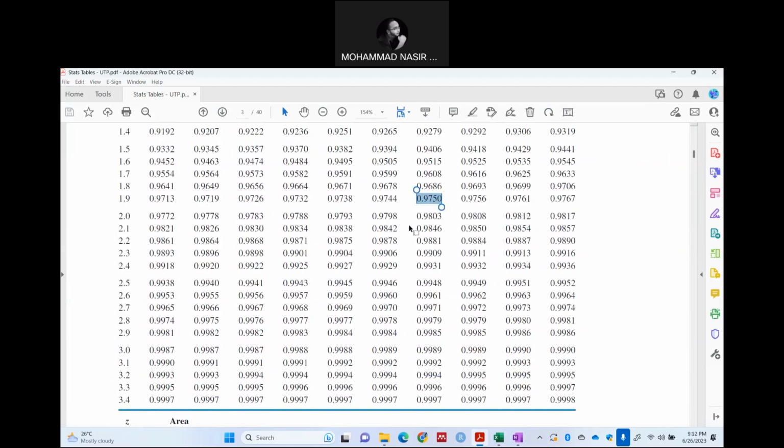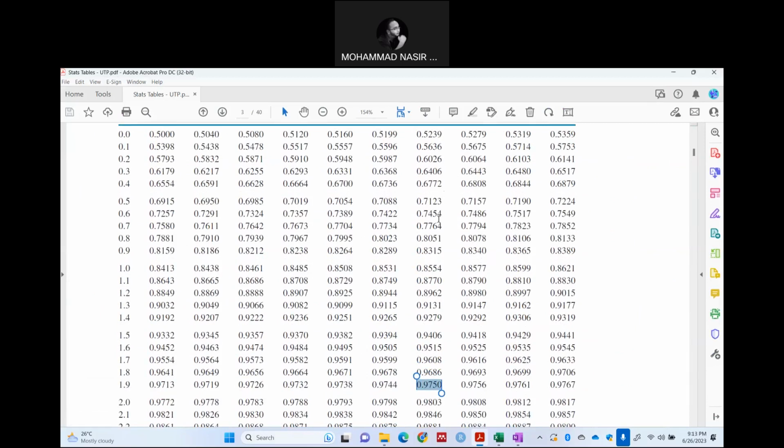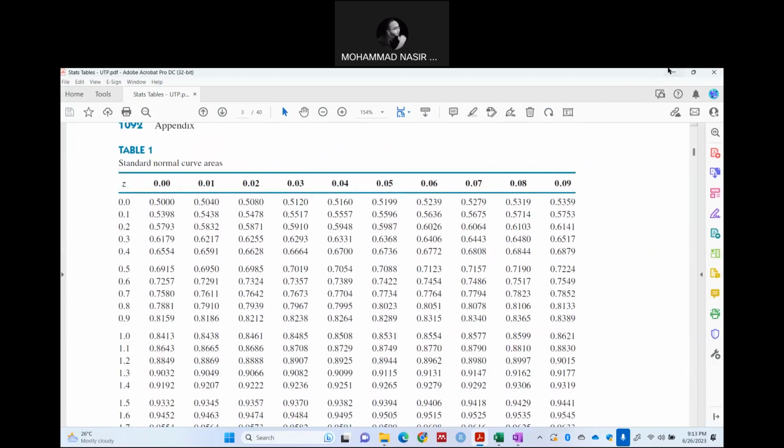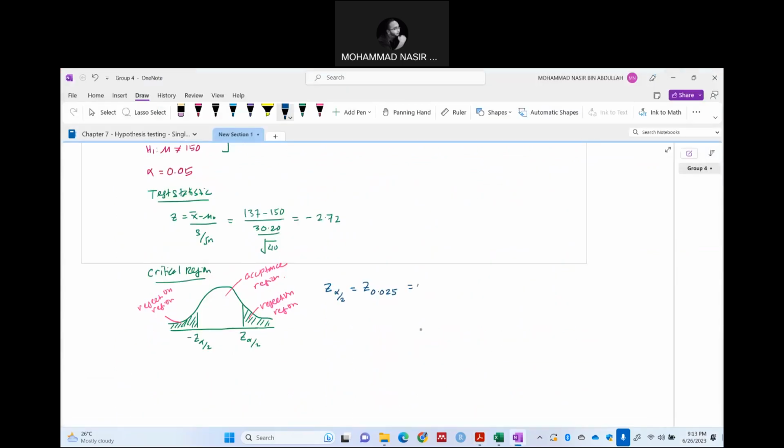Remember that? So how do we get 0.975? 1 minus 0.025. So we will get 0.975, and we look at this value. So the value of Z alpha divided by 2 should be 1.96.